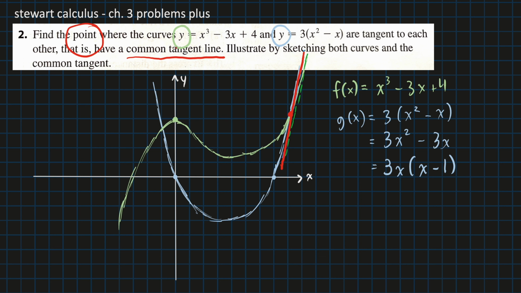So essentially, we want to find the tangent point where this red line is made. At what point is this red line tangent to f of x and tangent to g of x? The way I drew f of x is not exactly tangent, but it's good enough. Okay, so let's write down what we know about this common tangent line. Common TL, tangent line.